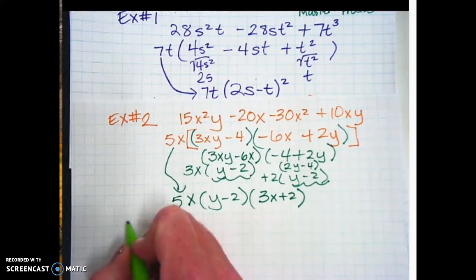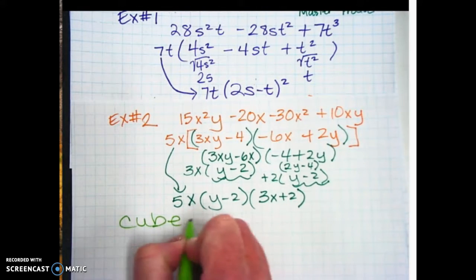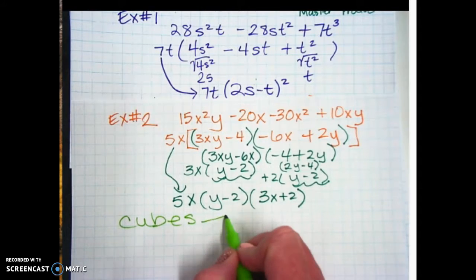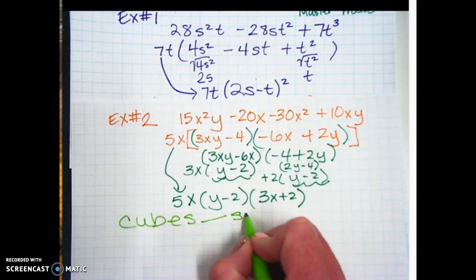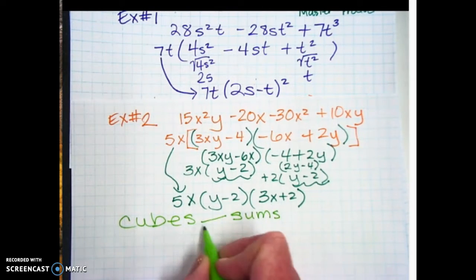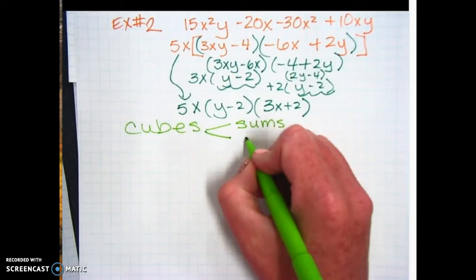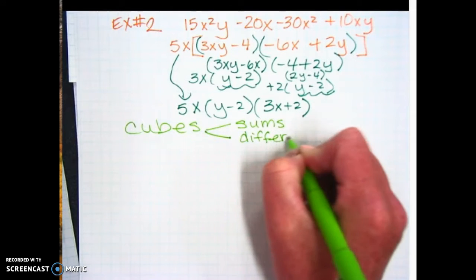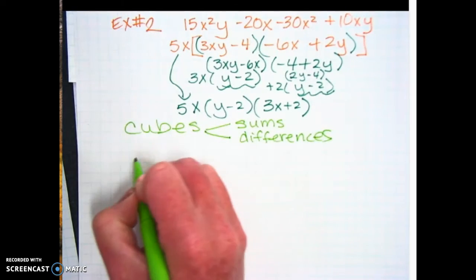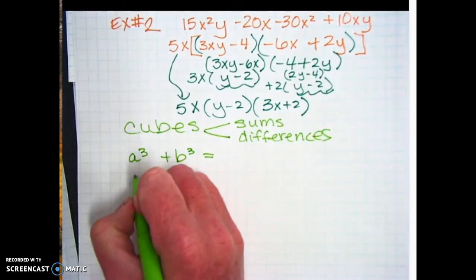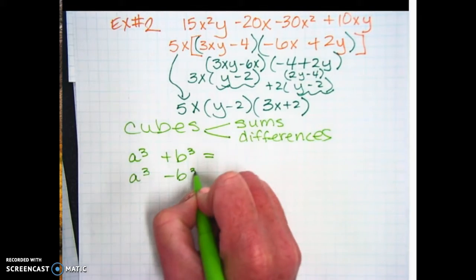All right, let's shift gears and talk about cubes. With quadratics, there were 3 special patterns. With cubes, there's 2 special patterns. One is when you have 2 cubes and their sum, and one is when you have 2 cubes and their difference. So it's either going to follow the a cubed plus b cubed pattern, or it's going to follow the a cubed minus b cubed pattern.